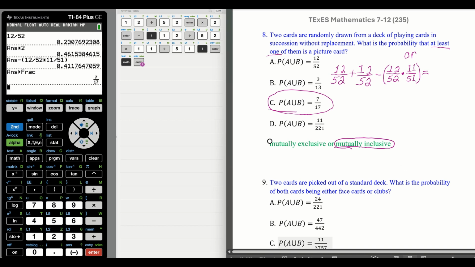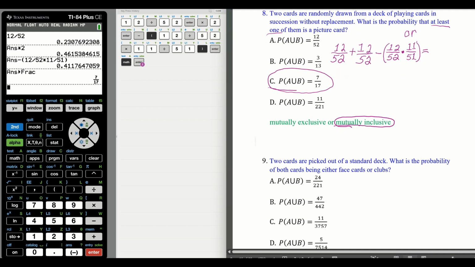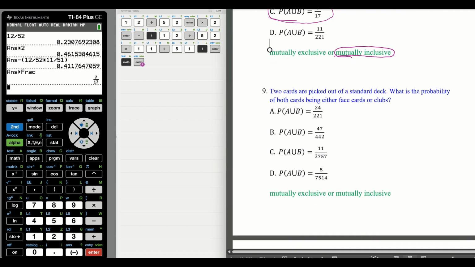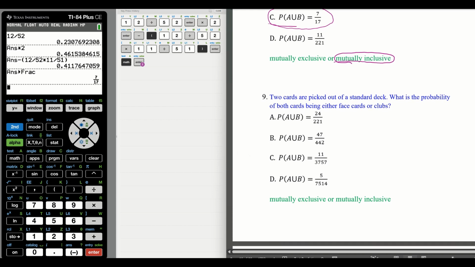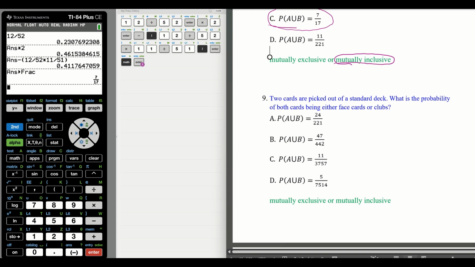Okay, now number 9. Number 9 is our last problem, and I really like this one. I think it's a nice example of a solid question you might run into. Two cards are picked out of a standard deck. What is the probability of both cards being either face cards or clubs?